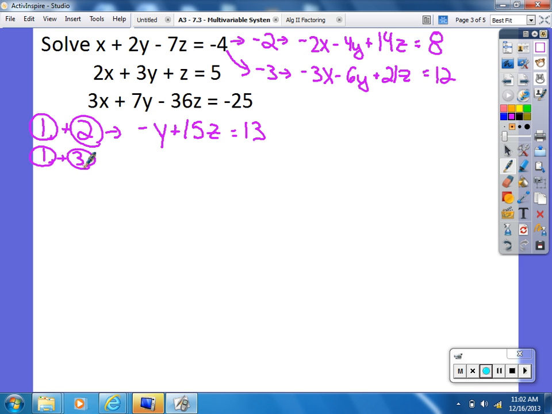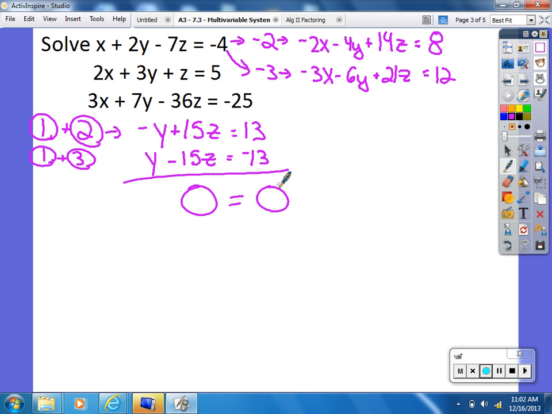Cancel. Y. Ooh, that's nice, isn't it? Minus 15z equals -13. Yeah, what? Oh. So this, well, let's talk about it. These will cancel, so what are you left with here? And 13 and -13 make, oh, it's infinite.